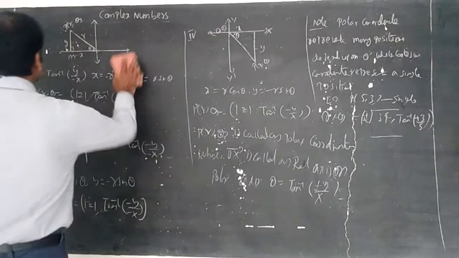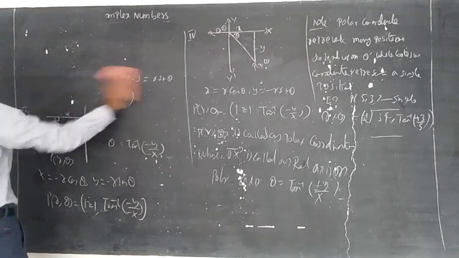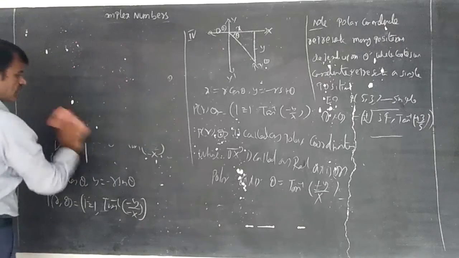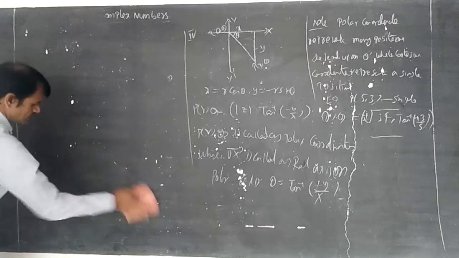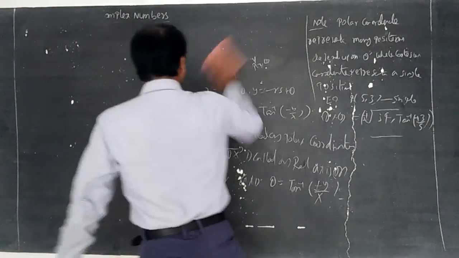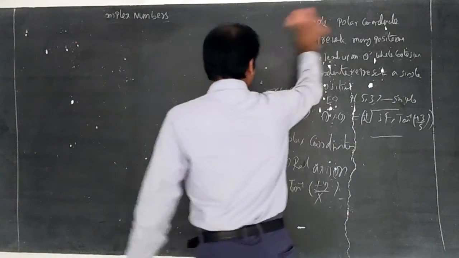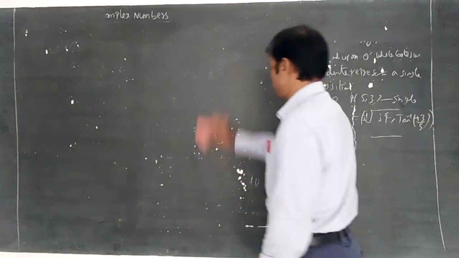4 pi plus theta, you can write 4 pi plus tan inverse of 3 by 5, like that. We can rotate any number of rotations. Now let us discuss the modulus amplitude form.